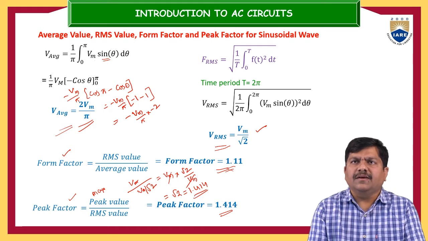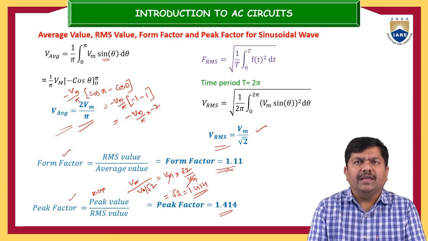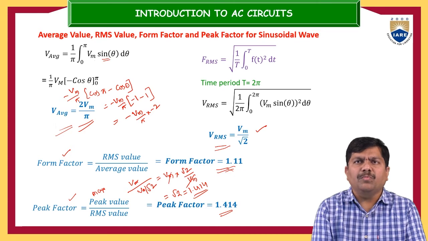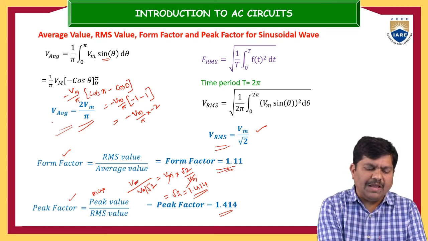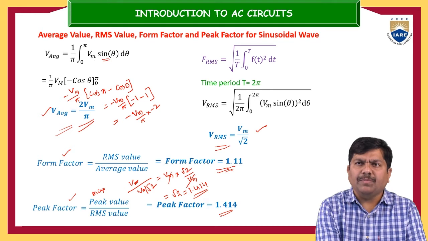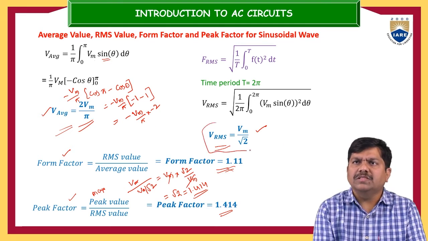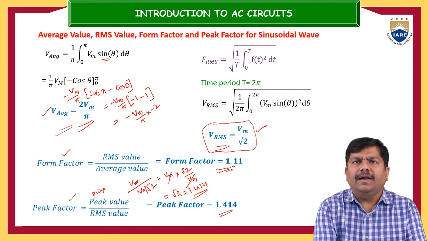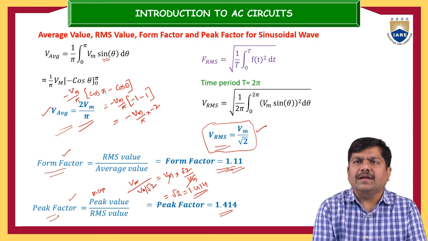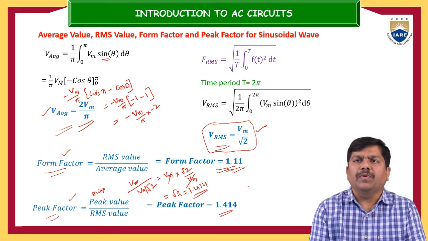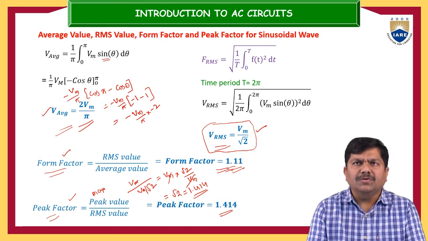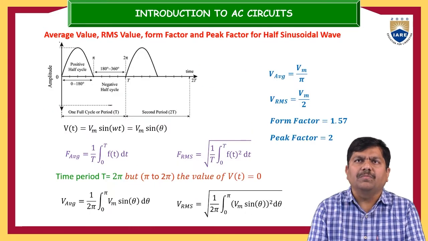These are the different quantities one should know if any signal or waveform is given to us. Here we have to remember four important things. The average value is 2 V maximum by pi, the RMS value is V maximum by root 2, the form factor is 1.11, and the peak factor is root 2, that is 1.414. These are the various values for a given sinusoidal waveform.